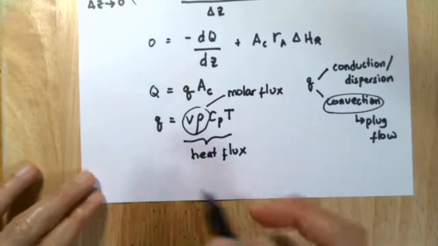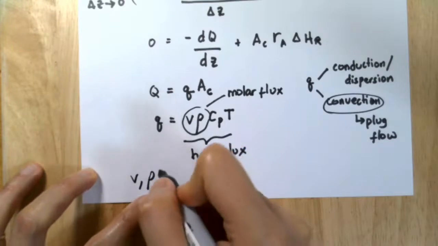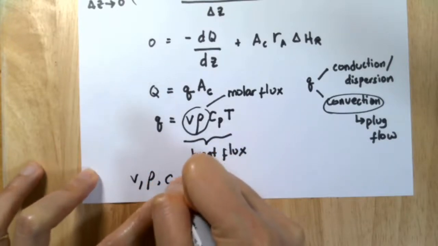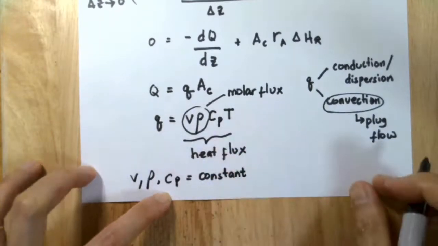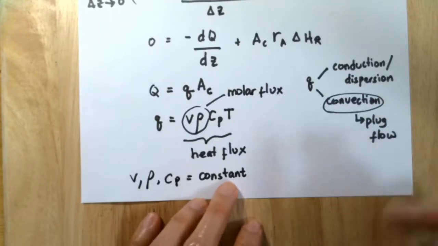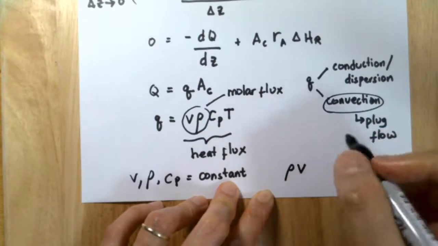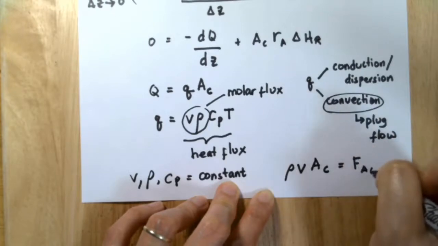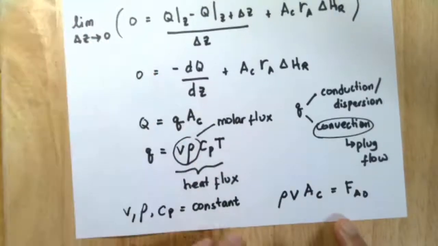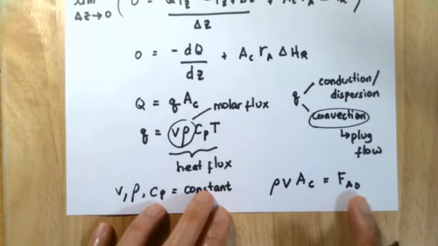Since the velocity, density, and the molar heat capacity are all constant, I can write the product of the density times velocity times the cross-sectional area as equal to our inlet flow rate, FA0. Again, because we assume that the density, velocity, and cross-sectional area are constant, they are just equal to the inlet flow rate.